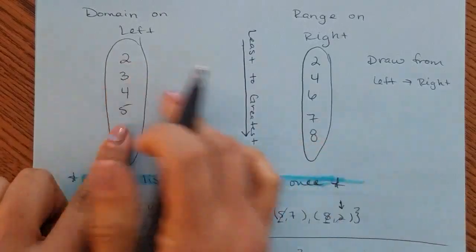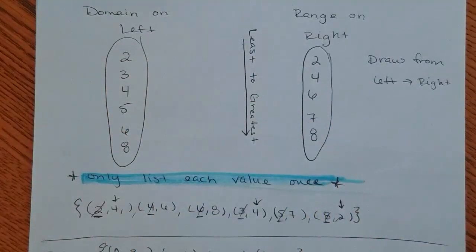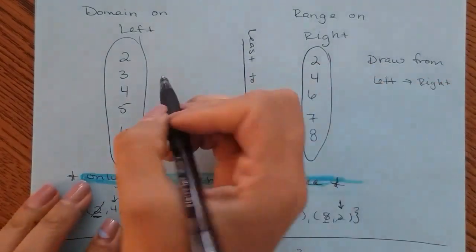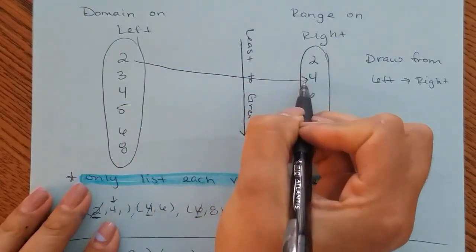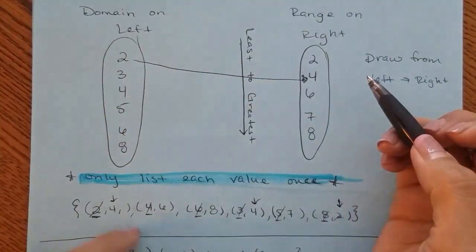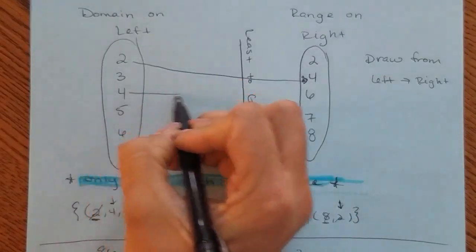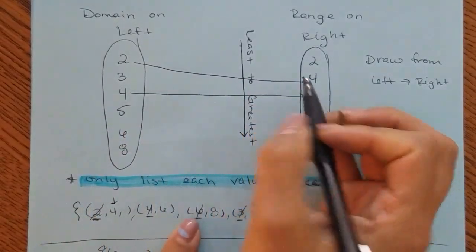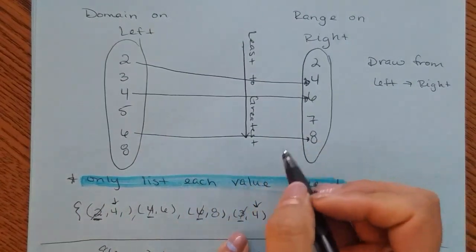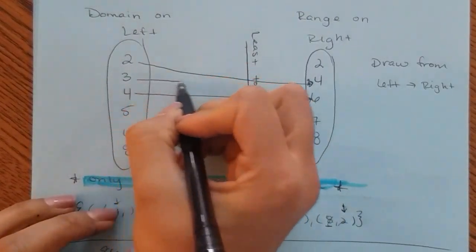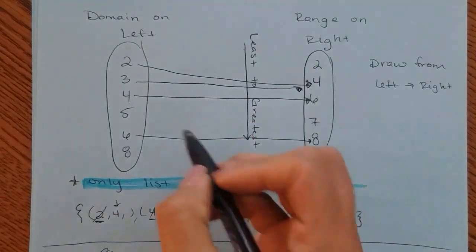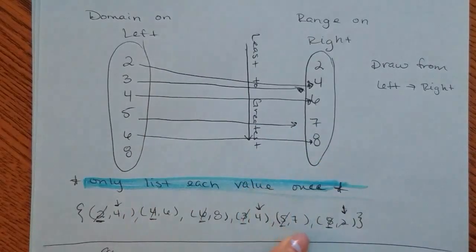So this input is going to give you that output over there, depending on the function. So then you just map them. You draw your line. Okay, so from 2 to 4. The arrows here are important because it shows you it's going from 2 to 4. 4 to 6, 6 to 8, 3 to 4, and it's not always going to be this messy, it's just that these are so far apart. 5 to 7, and 8 to 2.